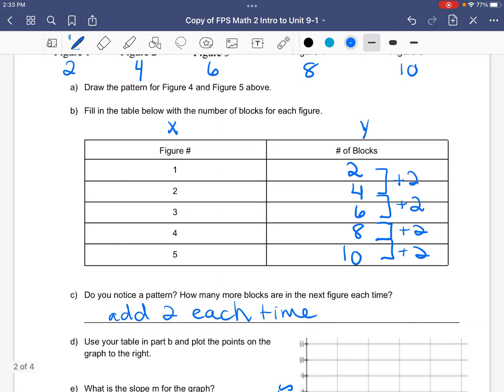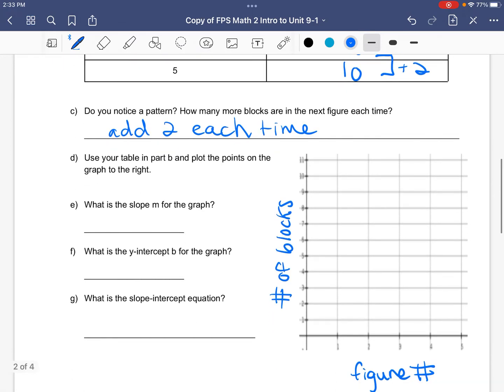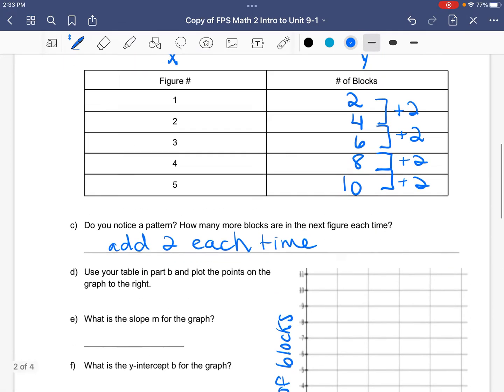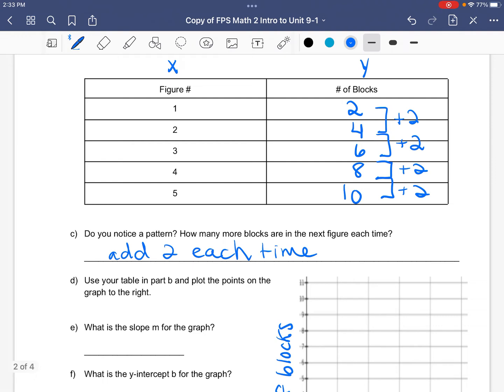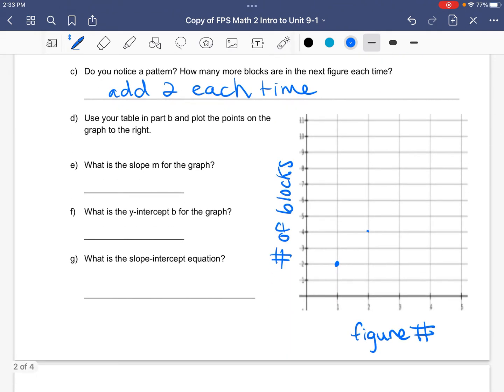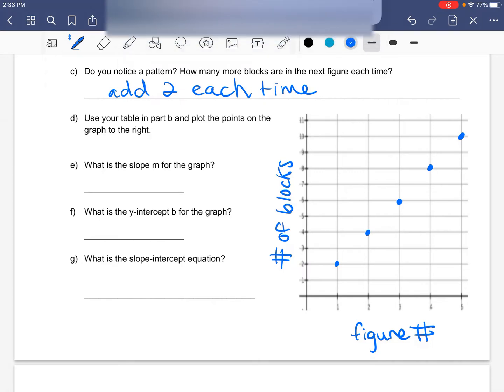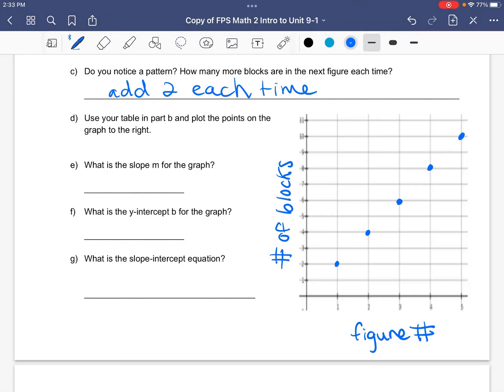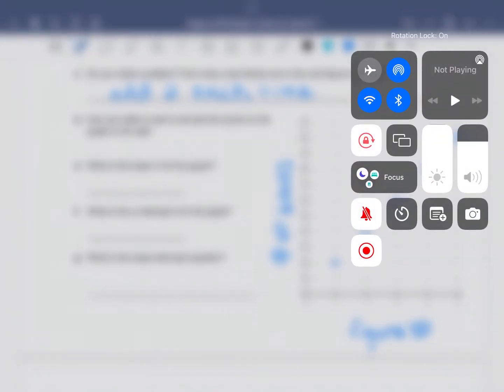So the first point is 1, 2. My second point is 2, 4. Then I have 3, 6, 4, 8, and 5, 10. Remember, you can pause this video at any time if you need to slow down. And we can kind of see that there is going to be this pattern.